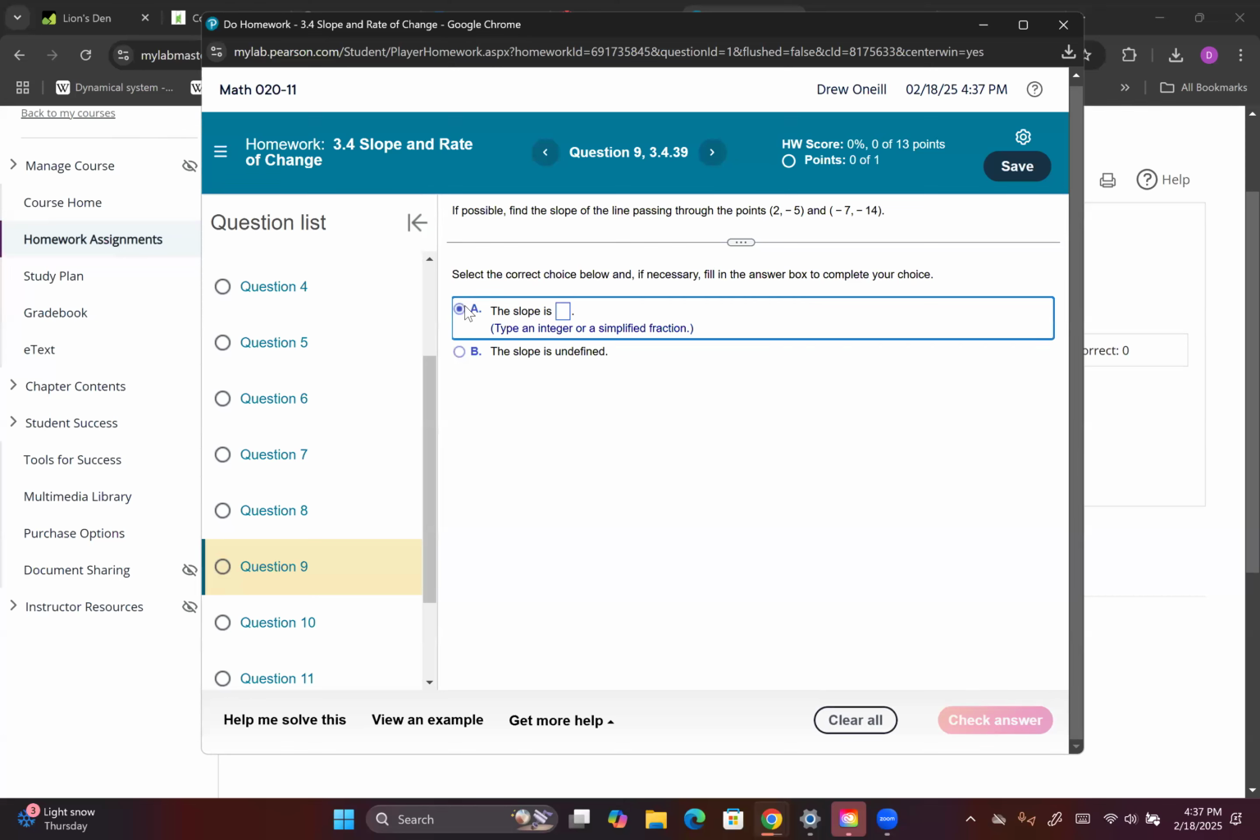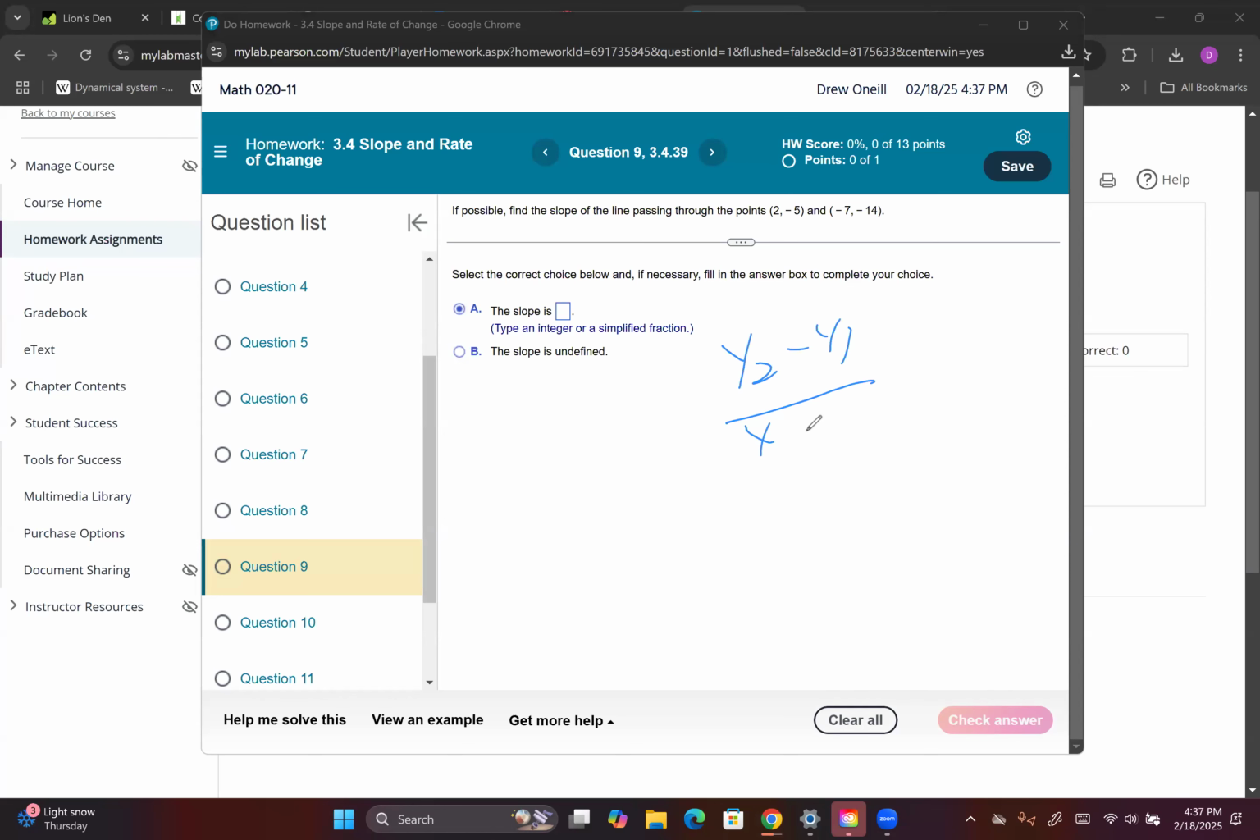This one we actually have to calculate, right? So the equation is y2 minus y1 over x2 minus x1. So it's negative 14 minus 5 over negative 7 minus 2. Minus minus becomes plus. So this is negative 14 plus 5, which is negative 9. Negative 7 minus 2 is negative 9. This is just 1. So the slope is 1.